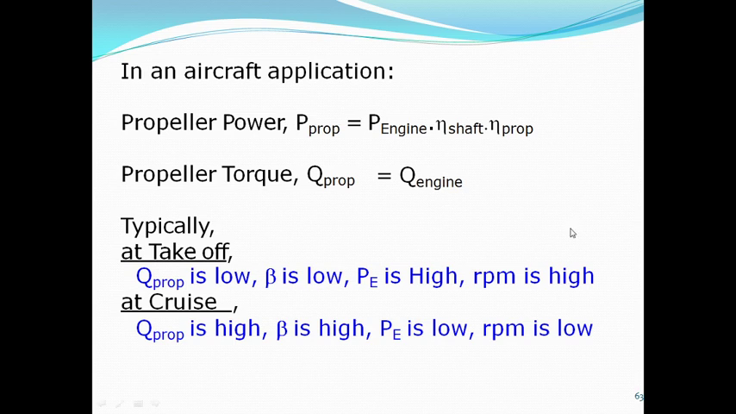The thrust, ultimately the power, is given by the engine only. The propeller power, that means the power available for the propeller, is obtained from the engine power, but there are some losses, so that's why we use the shaft efficiencies, and the propeller also has some efficiency, we include that propeller efficiency. Ultimately, this is the real power which is available for your propeller.